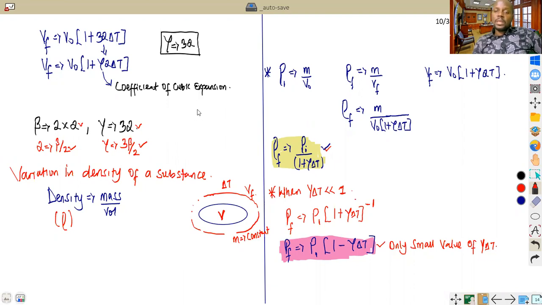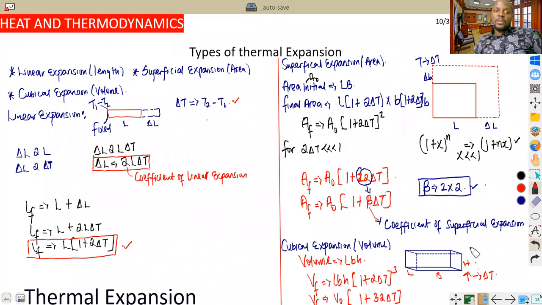So I think we talked a lot on this slide. On this slide, we talked about different types of expansivity. We started with the three major types, which are linear expansion, which talks about variation in length; superficial expansion, which talks about variation in area; and cubical expansion, which talks about the change in volume. So we tried to derive the formula. You can be asked to find the change in length directly, just put alpha L change in temperature. Or you can use the final length is initial, open bracket 1 plus alpha change in temperature. Alpha is defined as the coefficient of linear expansion.